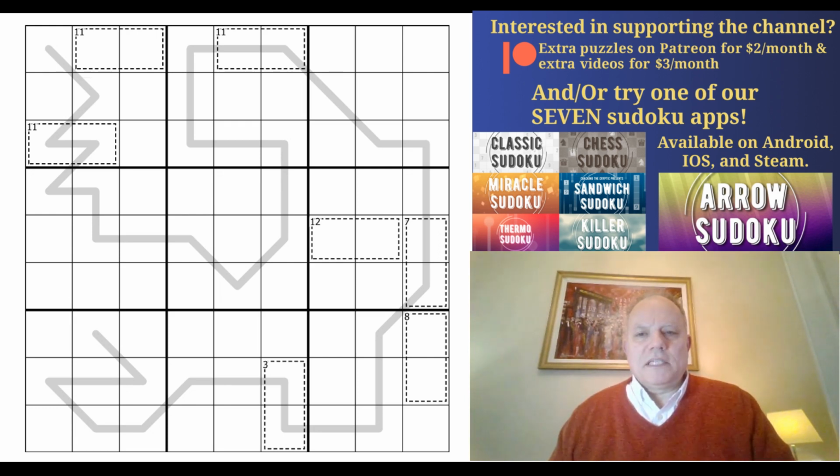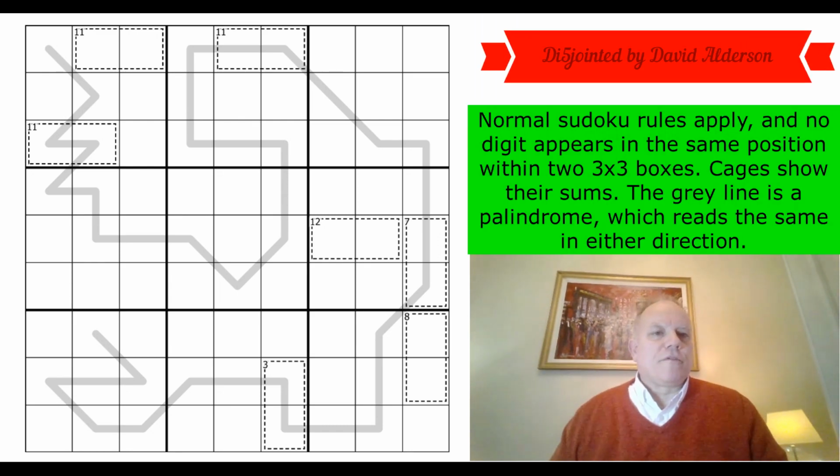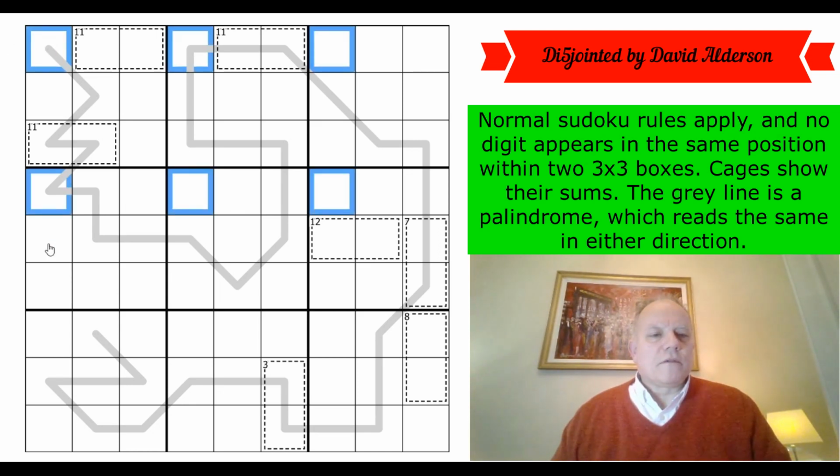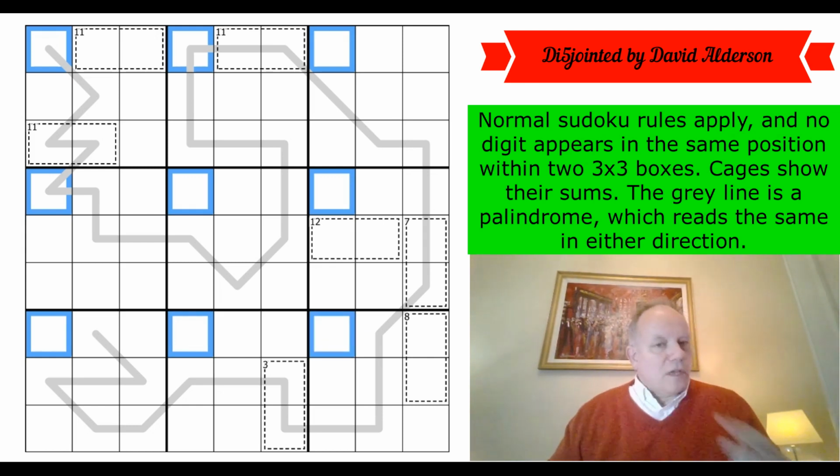Now, what have we got here? We've got a puzzle called Disjointed, well, with a 5 instead of the S in Disjointed, by David Alderson, and that is a tip to us to watch out for a disjoint subset rule. So let me just run you through that. Now, David is, I think, a schoolmaster who we've featured once before on the channel. It was a great puzzle, so looking forward to this.